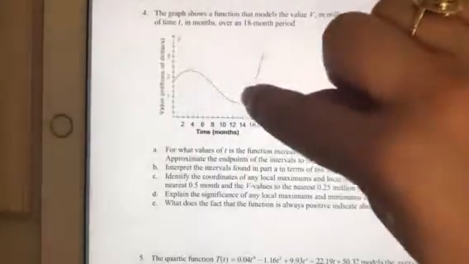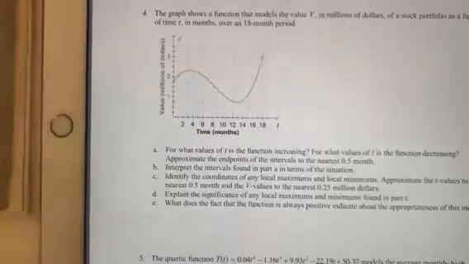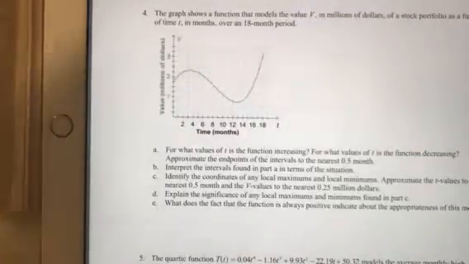The minimum is sitting over here. I'd still say it's at 13 months, and its all-time low point was at $750,000. So $750,000 was its low point.